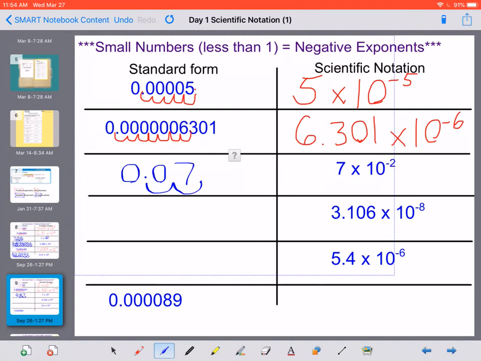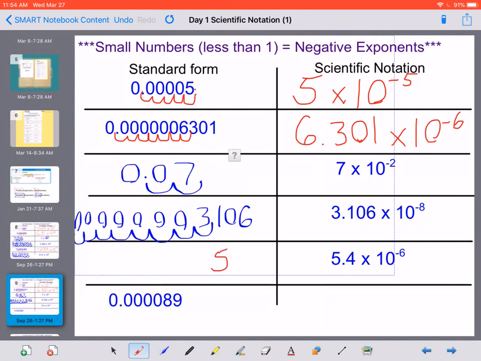Here I'm going to write 3.106 and move it forward 8 spaces. So 1, 2, 3, 4, 5, 6, 7, 8. Fill these with 0, 0, 0, 0, 0, 0, and 0. That's a very small number.